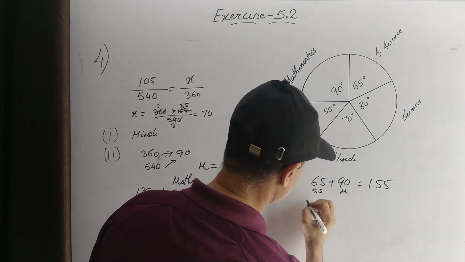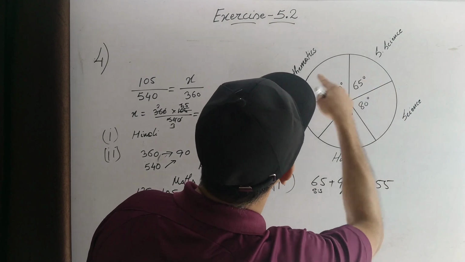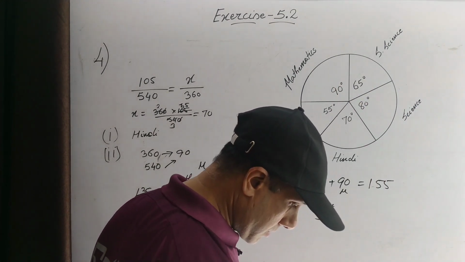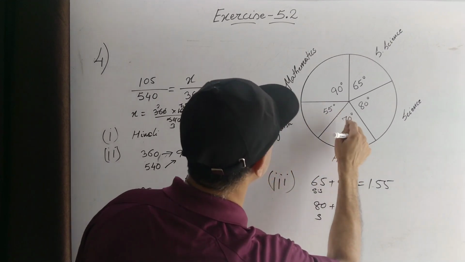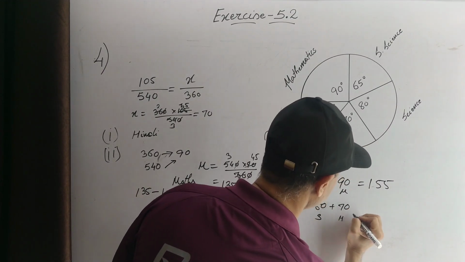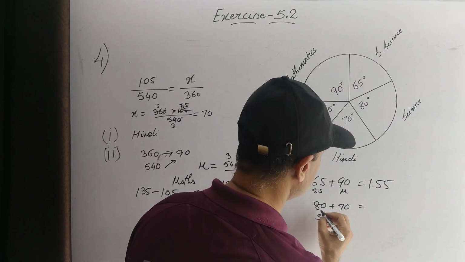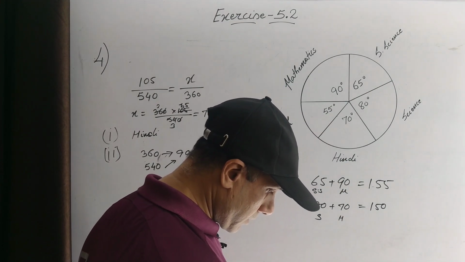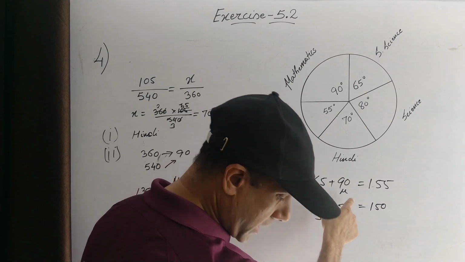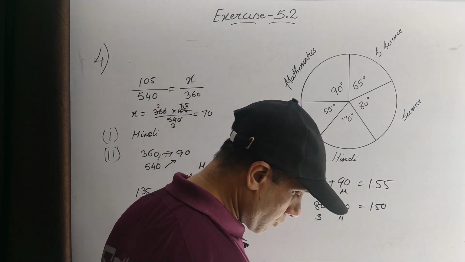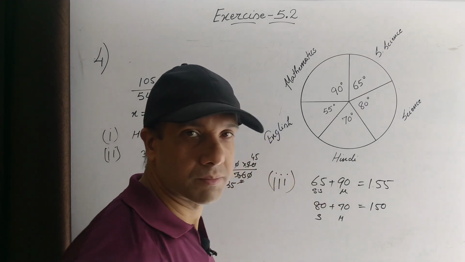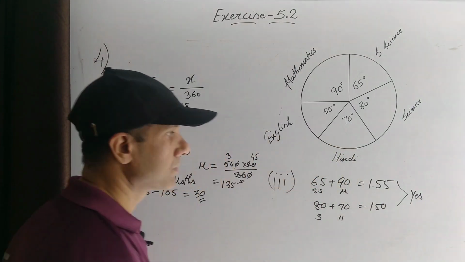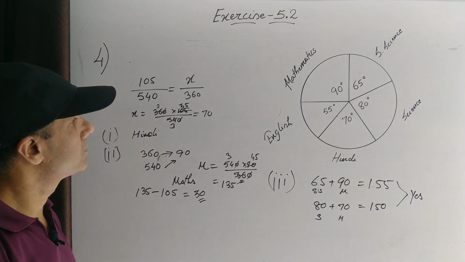Now science is 80. This is science plus Hindi. Hindi is 70. This is Hindi. So this is 150. So the question is whether the sum of the marks obtained in social science and mathematics is more than science and Hindi. So the answer is yes. Clear?